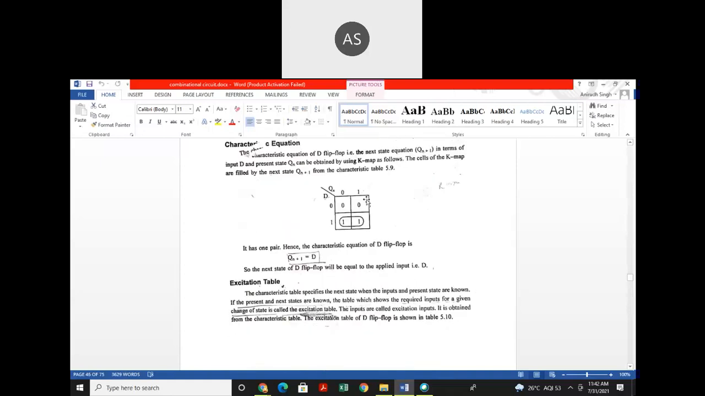And from this K map, we can derive the relationship between next state, input and present state.